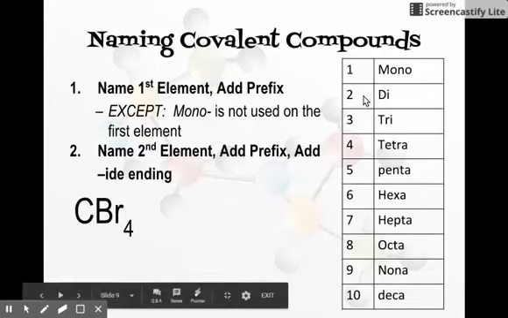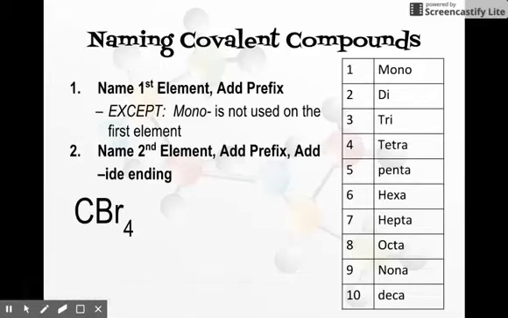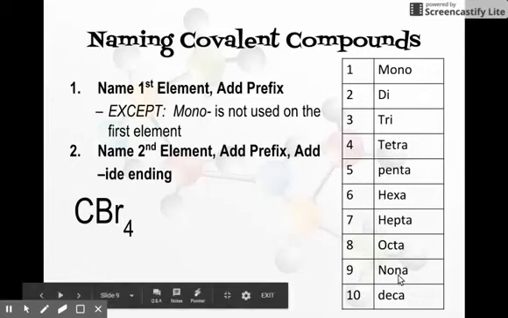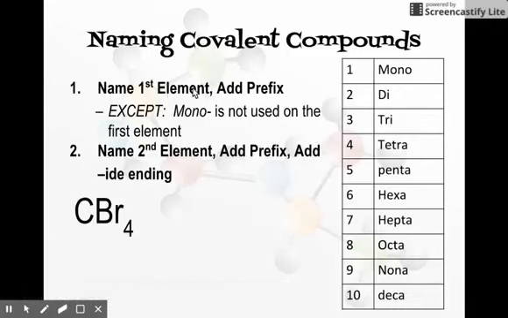So mono is 1, di is 2, tri is 3, tetra is 4. That's where the game Tetris comes from. So tetra means 4. 5 penta, 6 hexa, 7 hepta, 8 octa, 9 nona, and 10 deca. So we're going to name the first element just like how it appears on the periodic table. And then we're going to add the prefix. The only exception is if there's only one of the first element, we do not use mono. Next, we name the second element, we add the prefix, plus we add the ending IDE. And we always use a prefix for the second element, even if there is one.